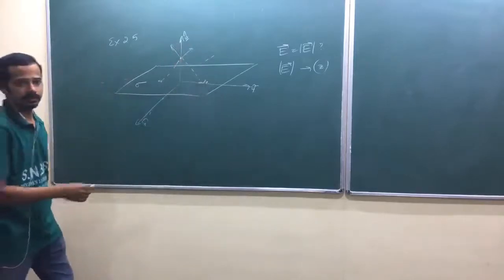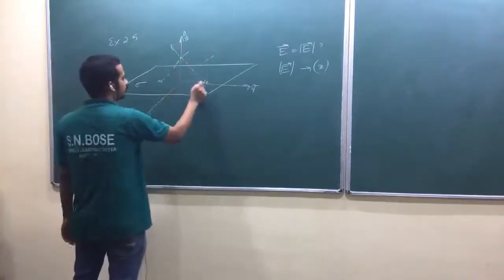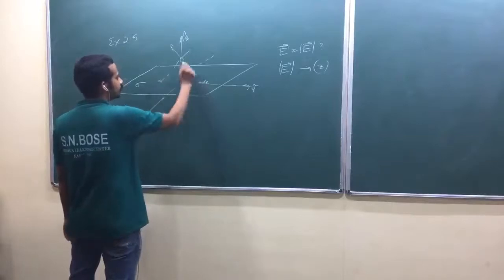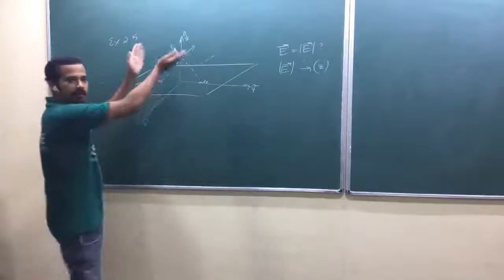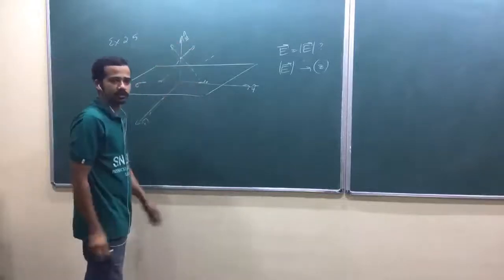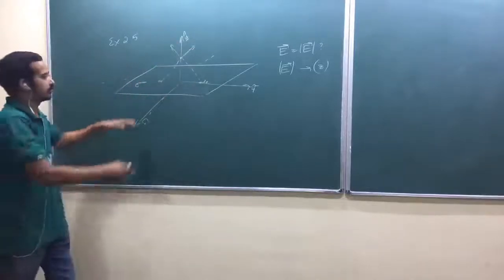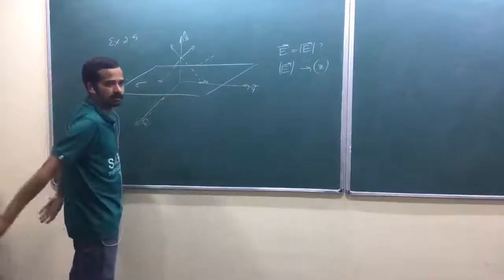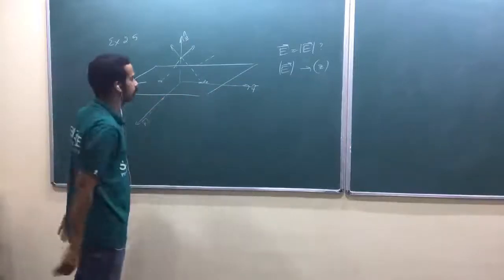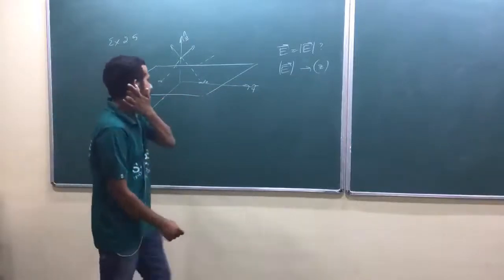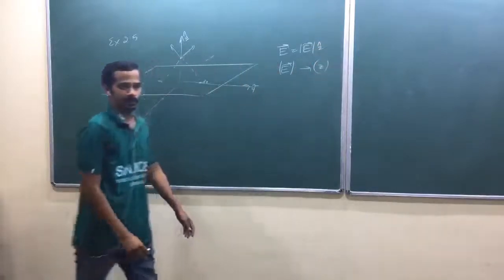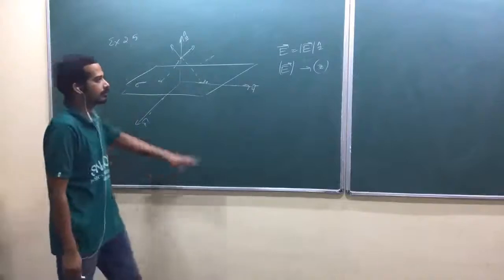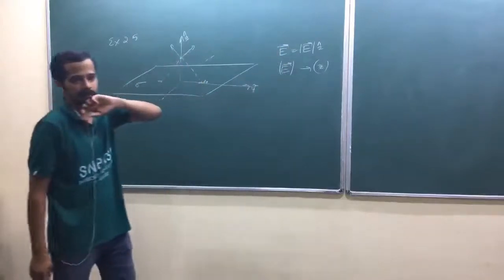Are you getting my point? If I take the electric field due to two elementary charges symmetrically situated, they will produce electric fields like this. Their vertical components will add up, and the horizontal components will cancel out. The same argument can be extended to whatever charge distribution you take. That's why the electric field should be along z cap. First you have to argue the functionality and the direction, isn't it?